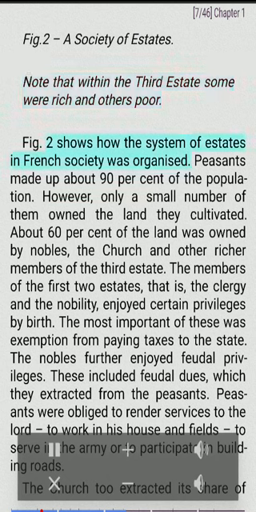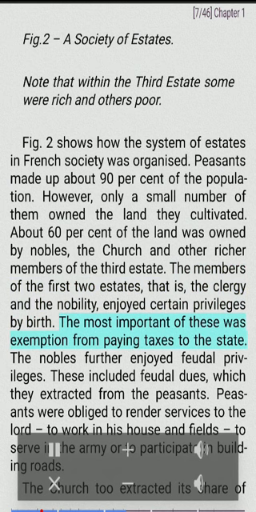Fig. 2. A Society of Estates. Note that within the third estate some were rich and others poor. Fig. 2 shows how the system of estates in French society was organized. Peasants made up about 90% of the population. However, only a small number of them owned the land they cultivated. About 60% of the land was owned by nobles, the church and other richer members of the third estate.